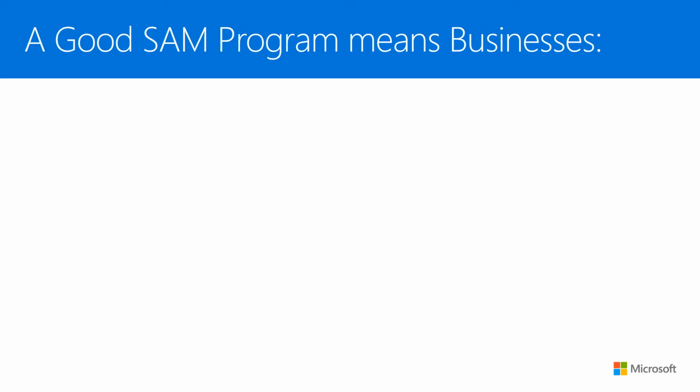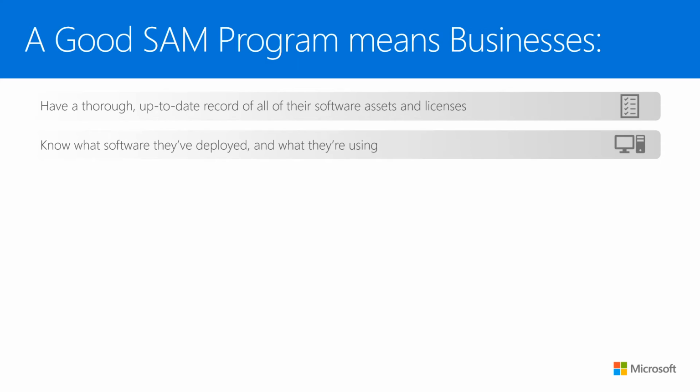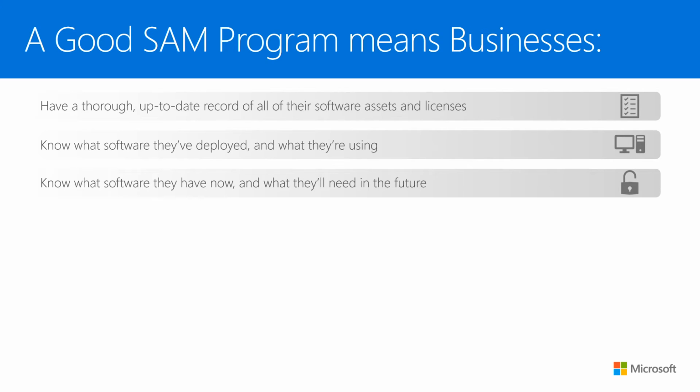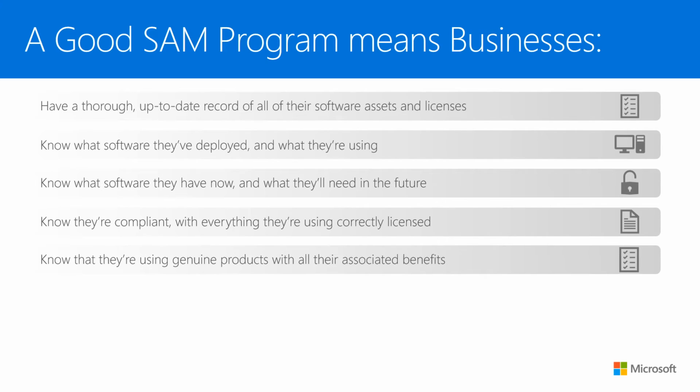Well, this business now has a thorough, up-to-date record of all of their software assets and licenses. They know exactly what software they've got deployed and which of that software they're actually using. They have a precise picture of what software they have now and thus what they'll need in the future. And they know that they're compliant and that all of their deployed software is correctly licensed. Added to that, they know that they're using genuine products with all of their associated benefits.